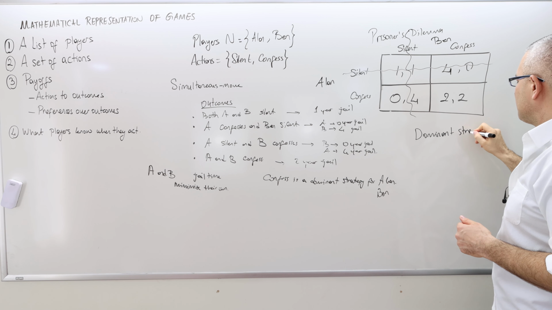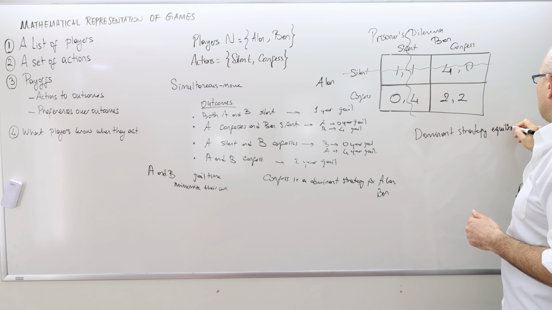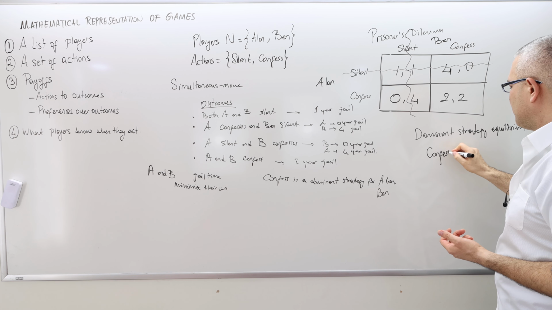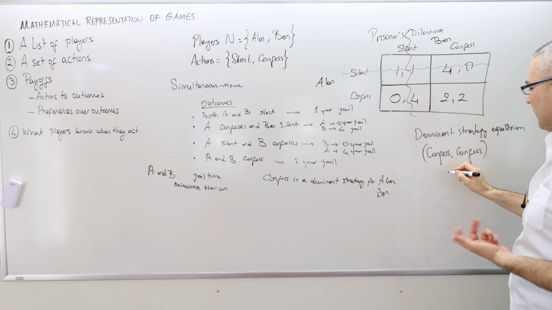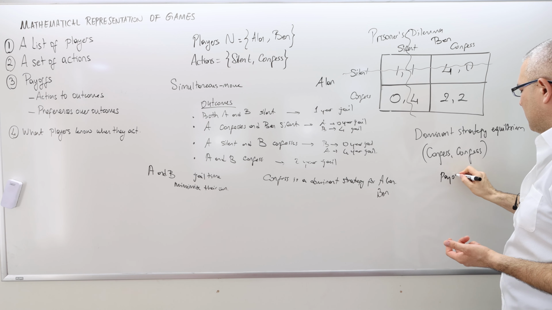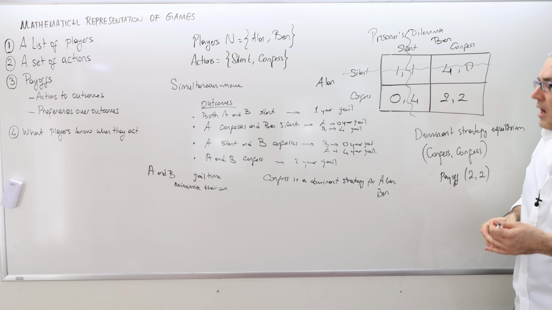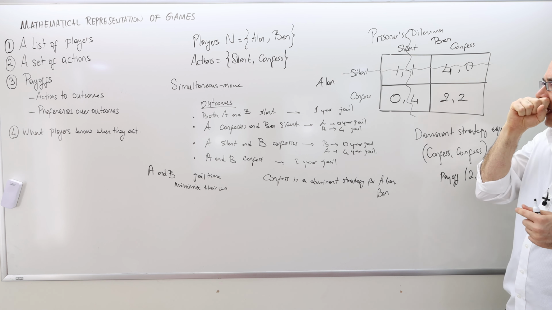Dominant strategy equilibrium. And it is confess, confess. So they both confess, and then the payoff is 2 years in jail. Okay, so that's basically the prediction of this game.